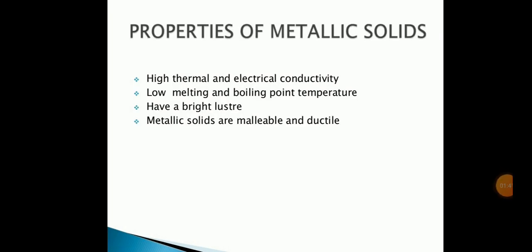Metallic bonding is a type of chemical bonding that arises from the electrostatic attractive force between conduction electrons and positively charged metal ions. The properties of metallic solids: high thermal and electrical conductivity, low melting and boiling point temperature, high brightness. Metallic solids are also malleable.